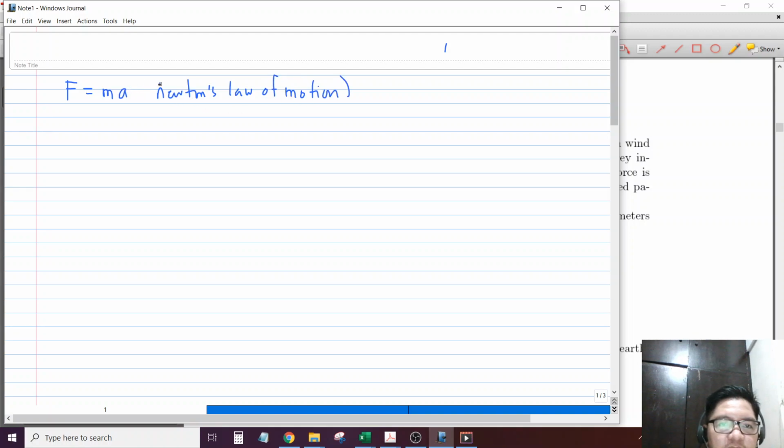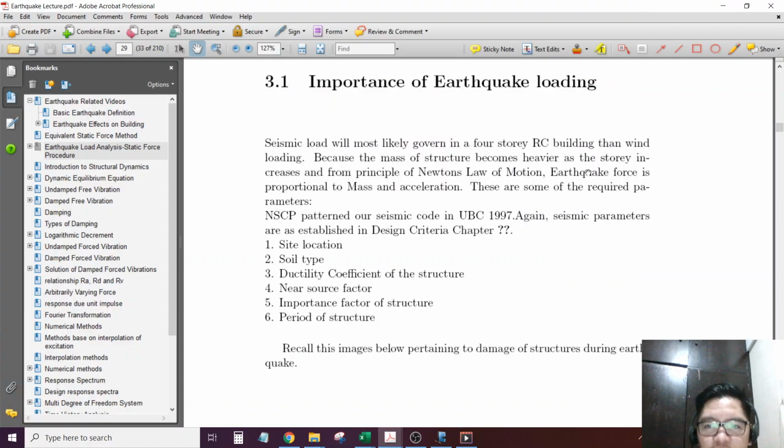What does it say? So as your mass increases, definitely your force increases. Okay? And with that, dependent din yung acceleration mo. Now, habang bumibigat yung building, tumataas yung force. Therefore, mas malaki ang chance na mag-govern ang seismic load than the wind load. Okay.